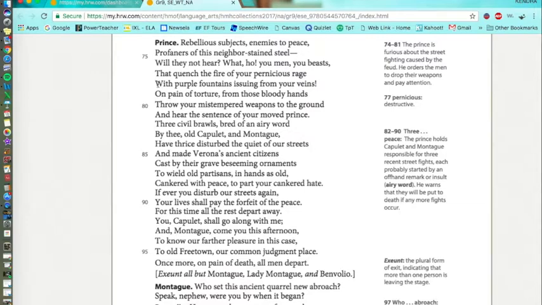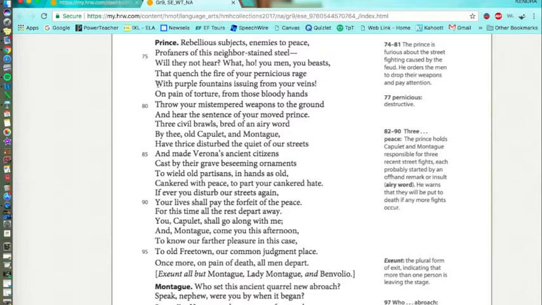Three civil brawls, bred of an airy word by thee, old Capulet and Montague, have thrice disturbed the quiet of our streets. So how many brawls have there been? Three. There's been three brawls so far, and he's tired of it. So have thrice disturbed the quiet of our streets, and made Verona's ancient citizens cast by their grave beseeming ornaments to wield old partisans in hands as old, cankered with peace, to part your cankered hate.